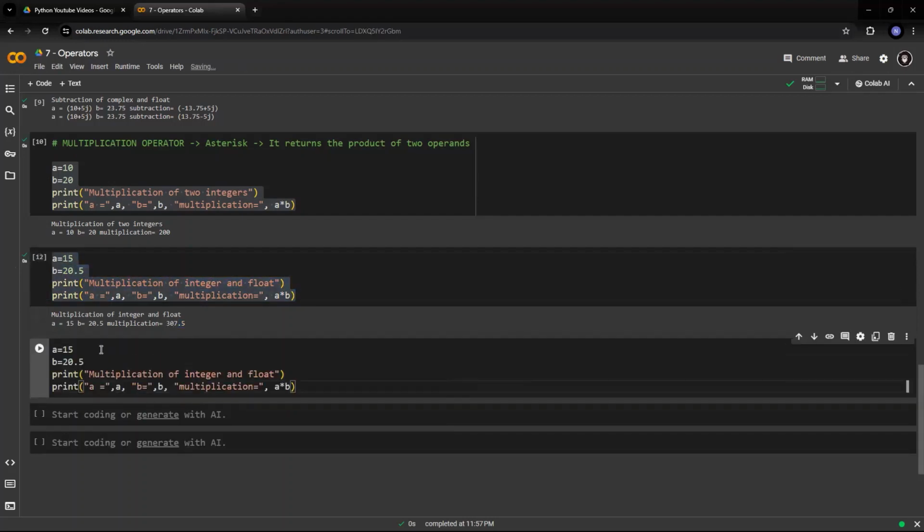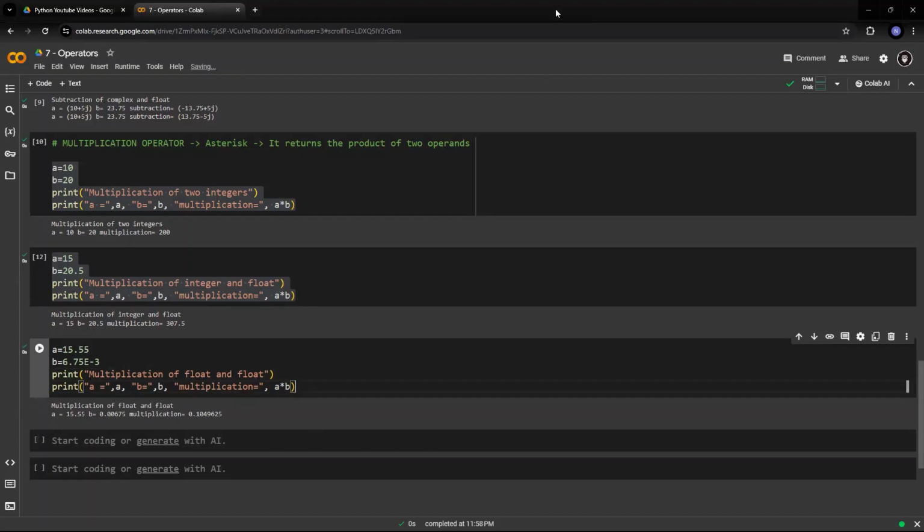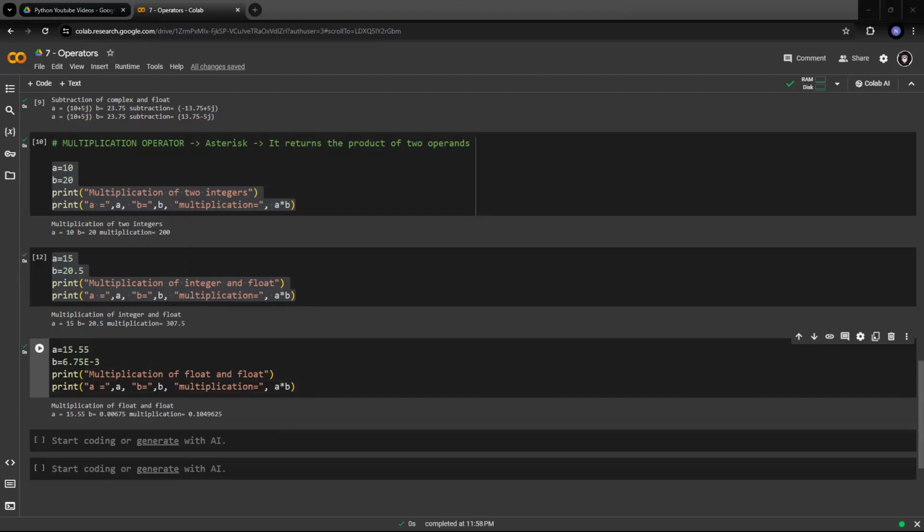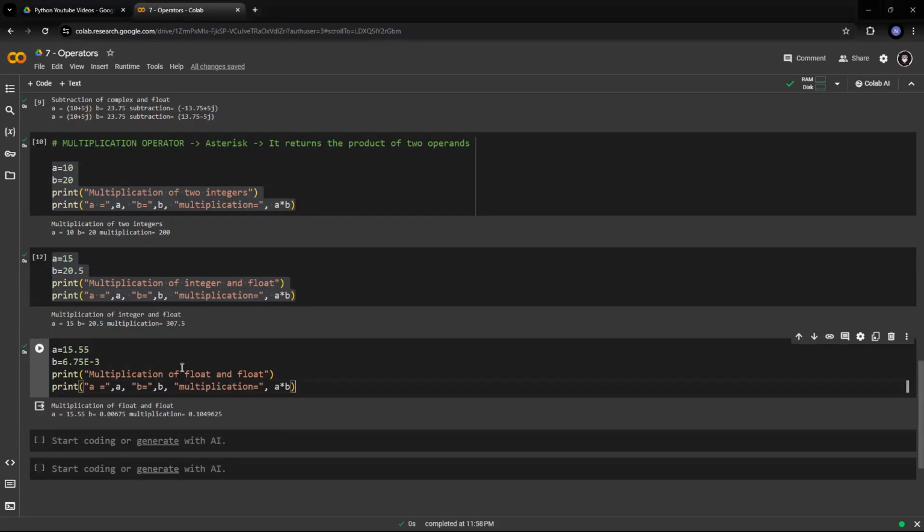If I try to multiply float by float, I have 15.55 and I have something like 6.75 exponential minus 3. So let's see what happens with multiplication of float and float. The multiplication of float operands may have standard decimal point notation or a scientific notation. Above we have seen the standard decimal notation, and this is a scientific notation of a float number.